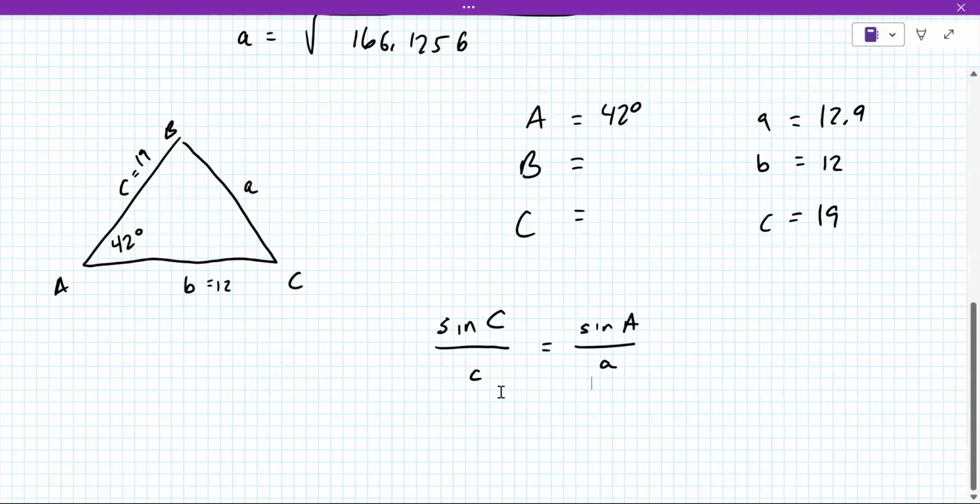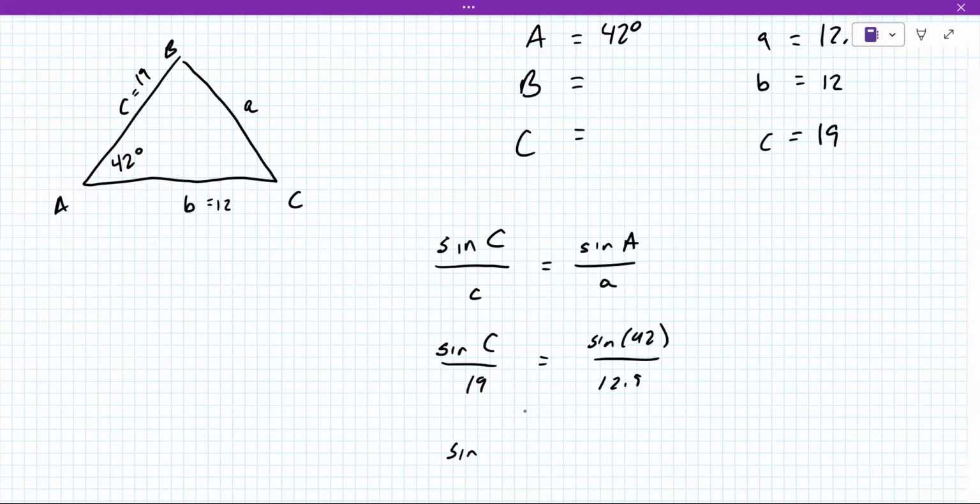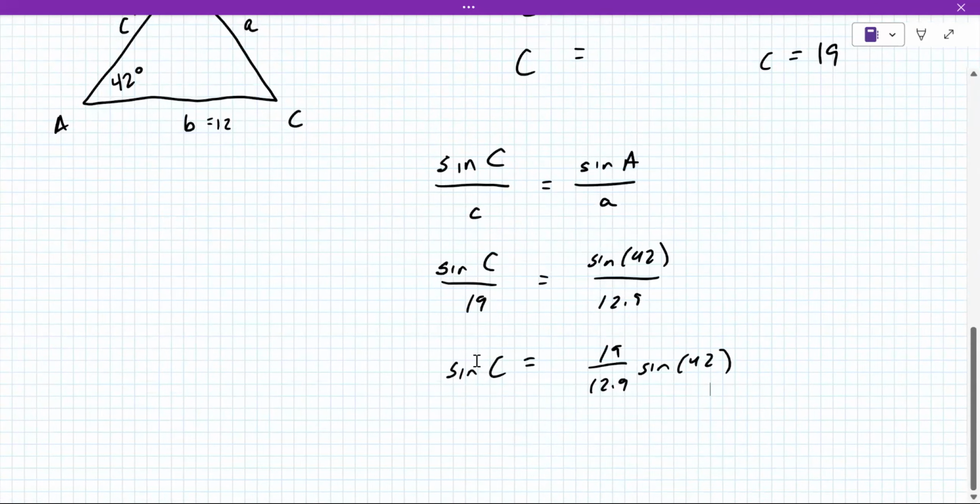And this time you have to choose A as your other angle-side pair. So you can put in the known values: sine C over 19 equals sine 42 over 12.9. And then you solve for C. So sine C equals 19 over 12.9 times sine 42. But then you have to undo sine. You did this earlier in the course, but maybe it's been a while. You undo sine with arcsine or sine inverse. So C equals sine inverse of 19 over 12.9 times sine 42.